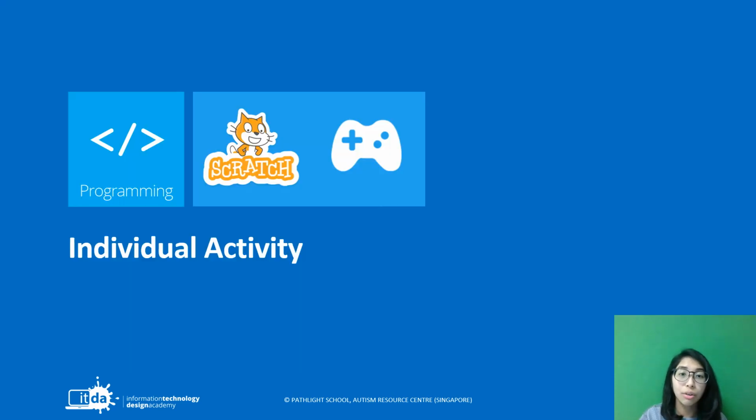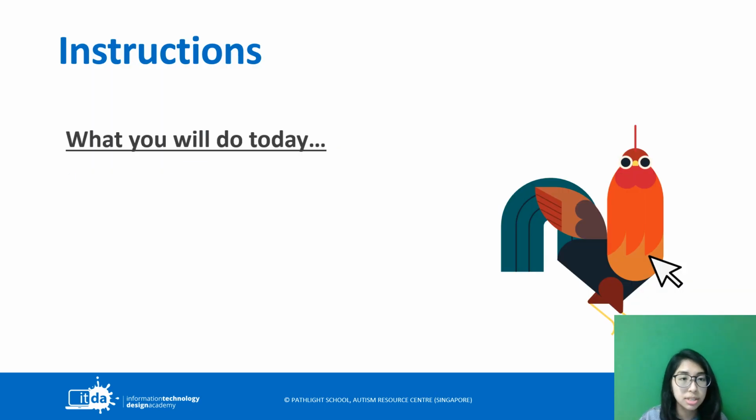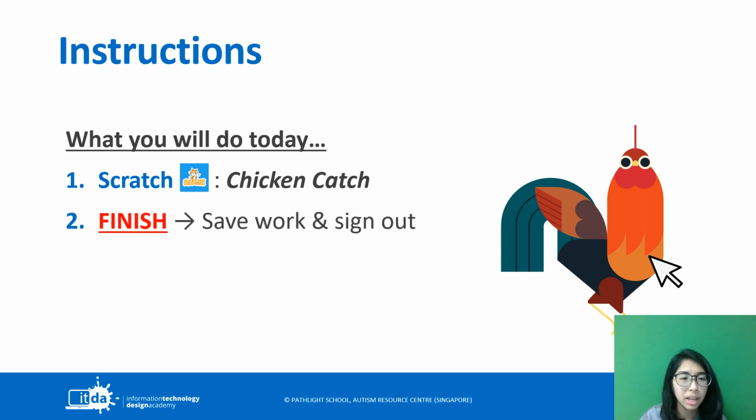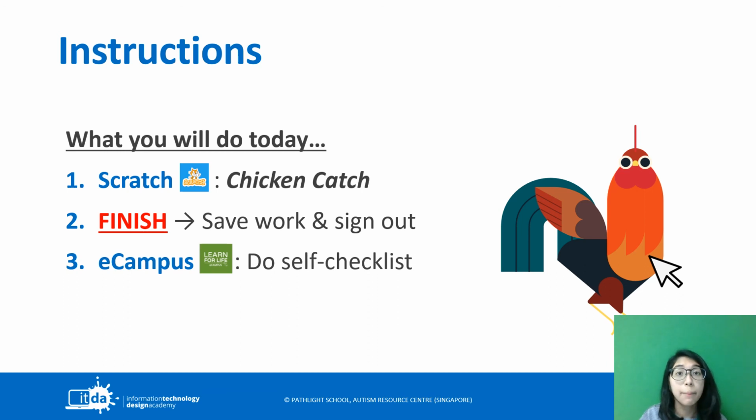That's sort of the end of today's group learning, but before I stop the video, I want to explain a bit on what you have to do today. These are your expectations. You will need to go to Scratch and complete your Chicken Catch project. Very simple, easy one. Finish, save your work, sign out, go back to the eCampus ITHBL page and do your self-checklist.